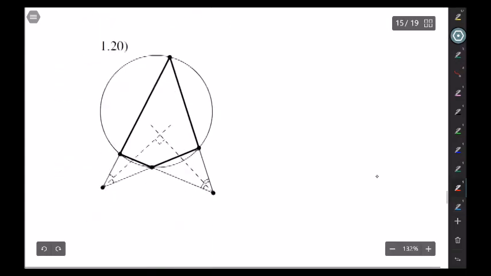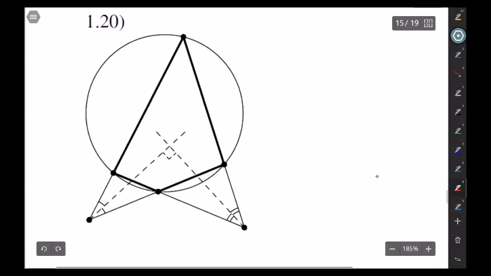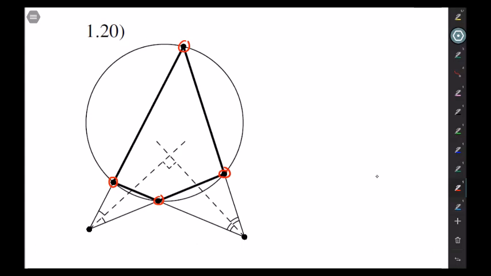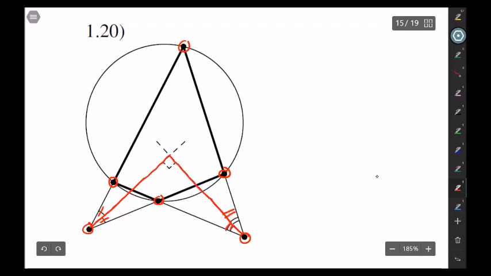Awesome. Actually, to be honest, I've never seen this configuration before. Apparently, if you start with a cyclic quadrilateral here, then you extend opposite sides, they meet here, and then you extend the other 2, they meet here. And then if you draw angle bisectors here, so this is an angle bisector, and this is an angle bisector for this one, they meet at a 90-degree angle. That's the claim. Show this is a 90-degree angle.